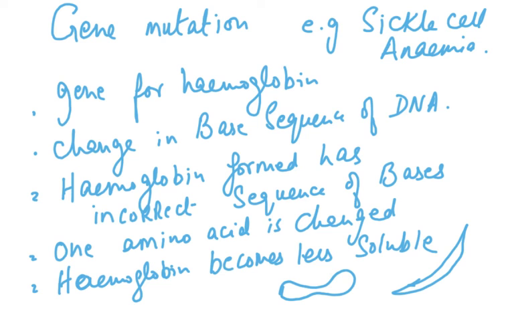Now let's look at the topic of gene mutation. An example of gene mutation is sickle cell anemia. One gene, the gene for hemoglobin, is faulty. Now how is it faulty? There is a change in the base sequence of the DNA.